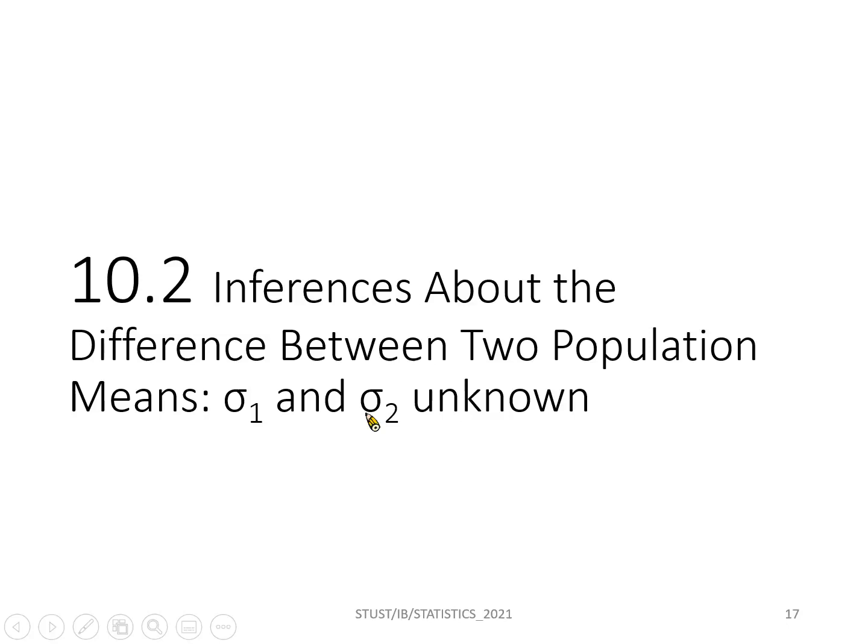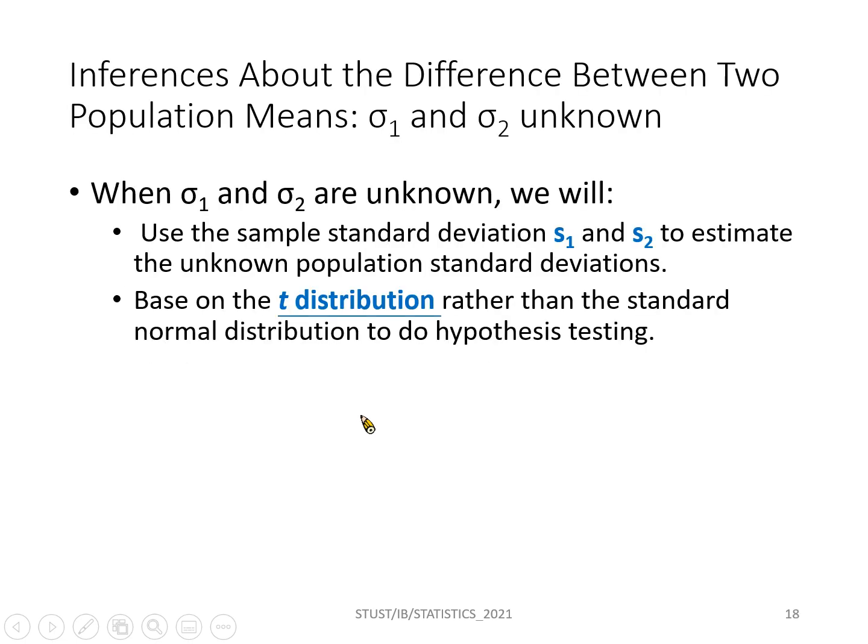Everyone, now we will continue to introduce another condition for the inference about the two populations. That is when we don't know the standard deviation of the population. In such conditions, when sigma 1 and sigma 2 are unknown, we will use the sample standard deviations S1 and S2 to estimate the unknown population standard deviations. And because we don't know them, we will base on the t-distribution rather than the standard normal distribution to do the hypothesis test.